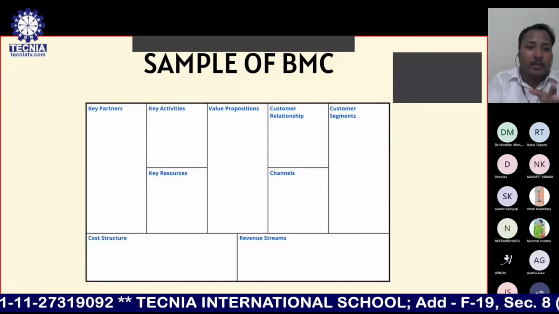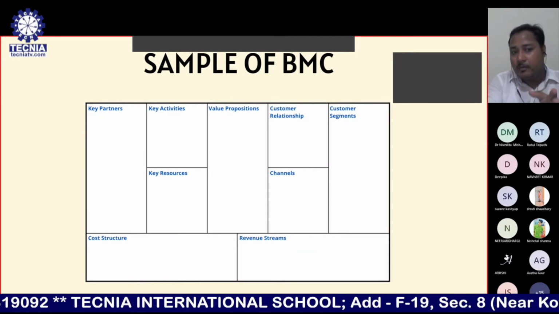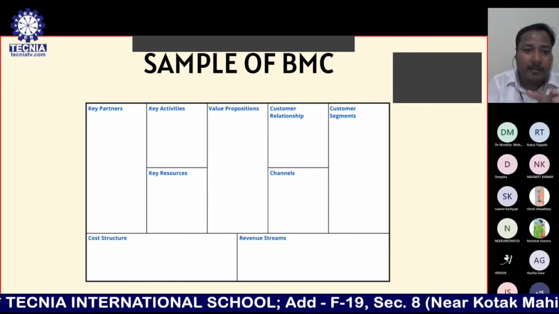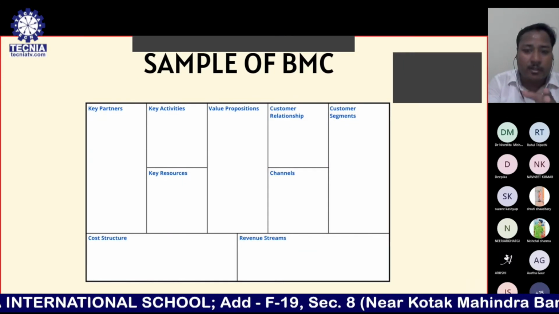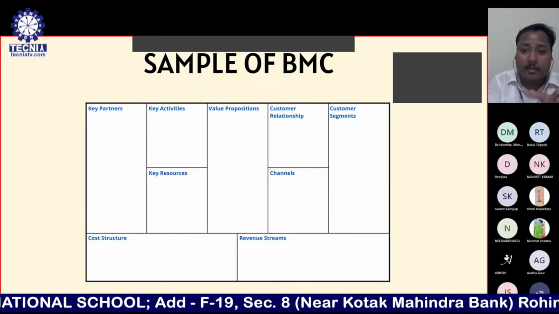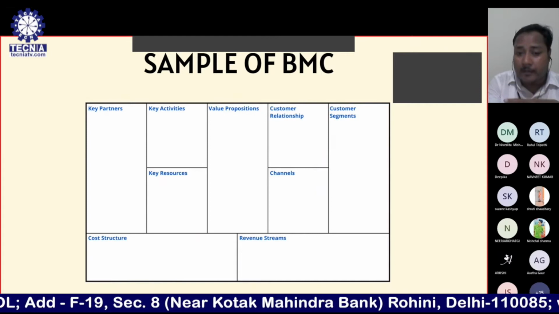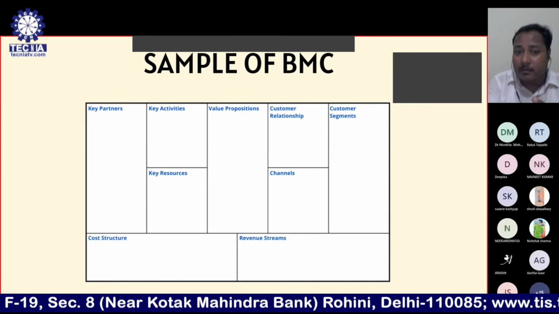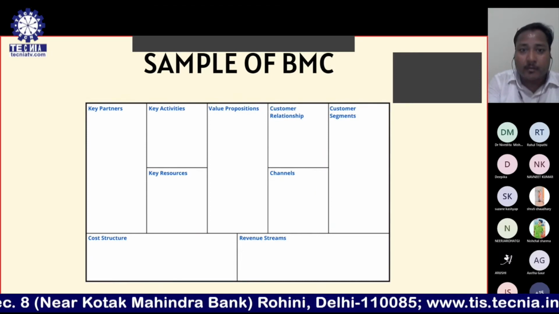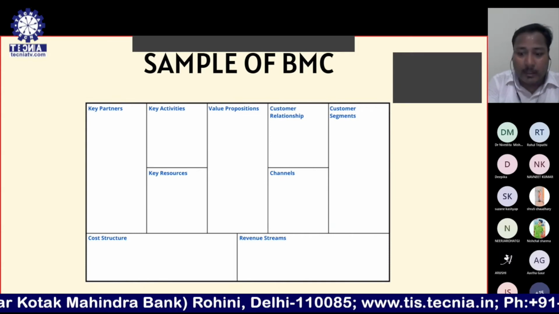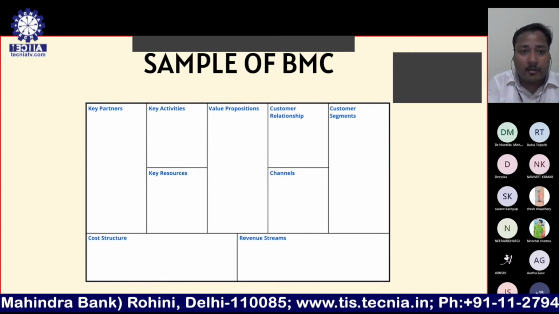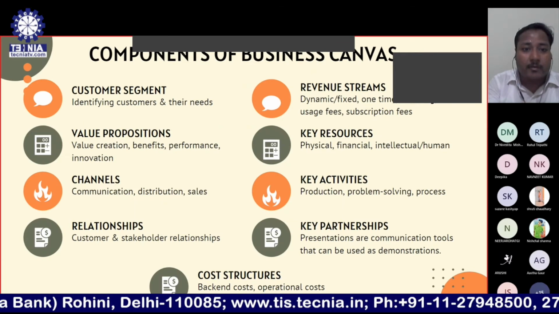This is a sample. If you look at it, you will find the key partners, key activities, key resources, value proposition, customer relationship, channels, customer segment, revenue stream, and cost structure. It has basically 9 boxes which need to be filled. And what are the 9 boxes? Let us start from the customer segment.